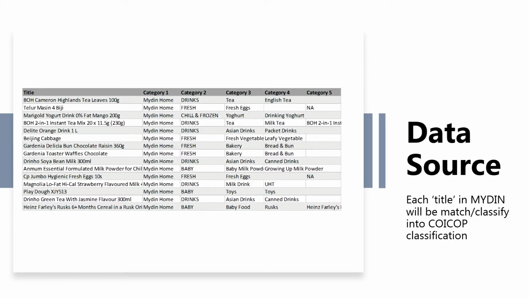Here is an example of the data source. There are title, category 2, category 3, and category 4 that will be useful for the classification process. Each title in mydean will be matched or classified into COICOP classification.